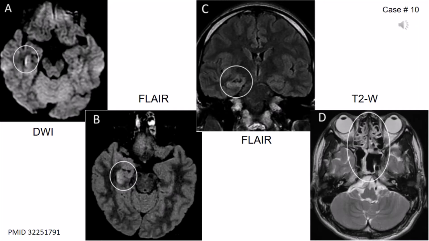Figure A, diffusion-weighted images, DWI, showed hyperintensity along the wall of the inferior horn of the right lateral ventricle. Figure B and C, fluid attenuated inversion recovery, FLAIR, images showed hyperintense signal changes in the right mesial temporal lobe and hippocampus with slight hippocampal atrophy. These findings indicated right lateral ventriculitis and encephalitis mainly on the right mesial lobe and hippocampus. Figure D, T2 weighted image, showed paranasal sinusitis.